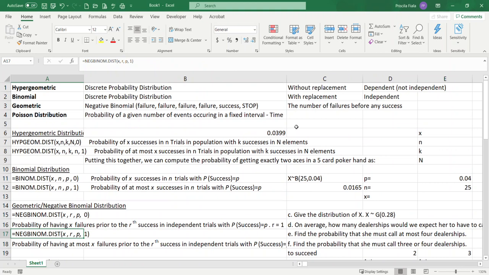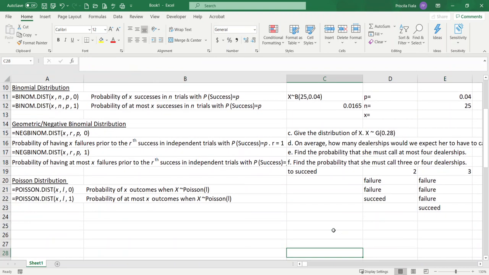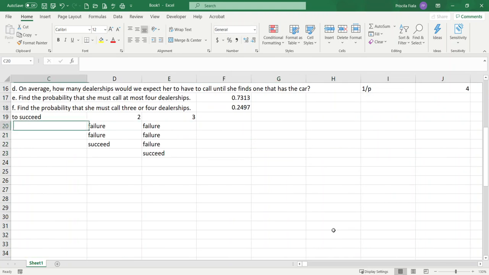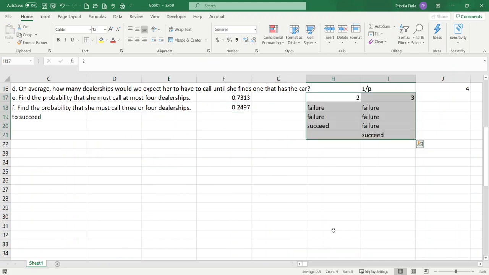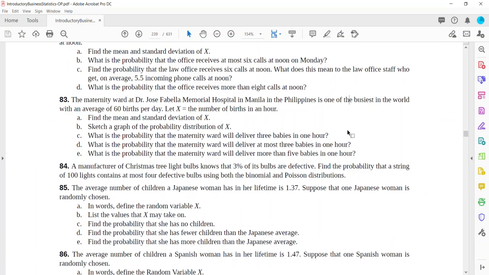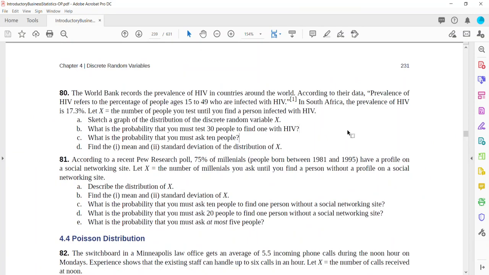So see, in the Excel, I have not assigned anything for the hypergeometric. I'm assigning this 52 to 56. Then right here, we have problem 74. And lastly, it's going to be our Poisson distribution. The Poisson distribution involves trying to determine the success of a given event in a period of time. So let's just pick an example in your book. I don't know, 82. There we go.